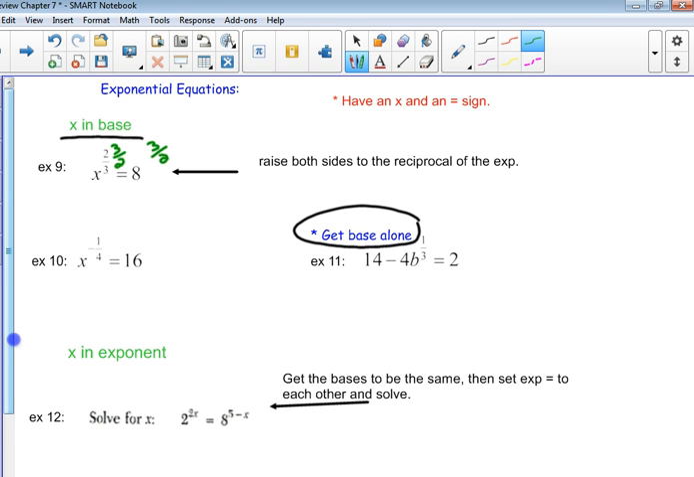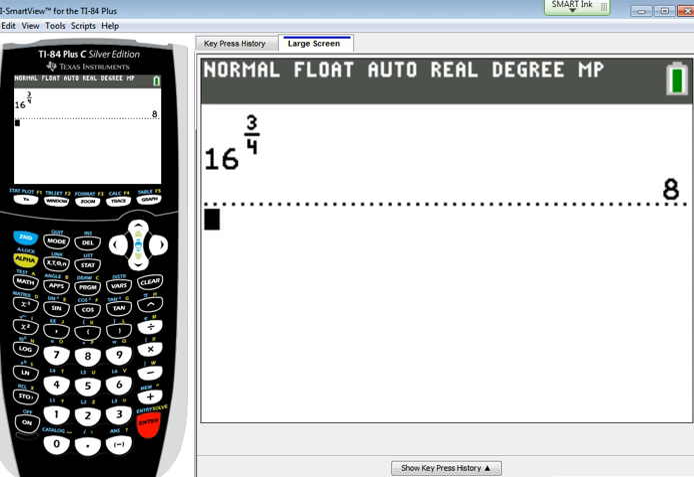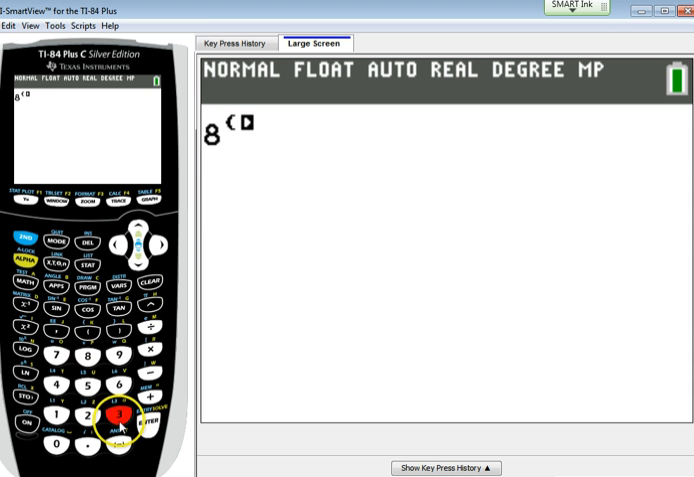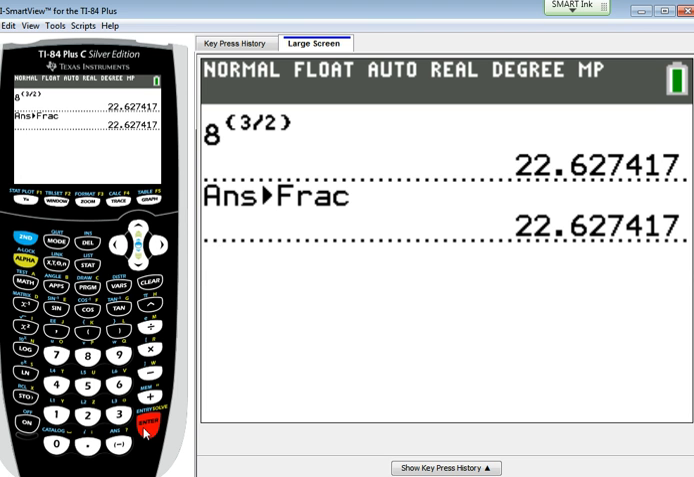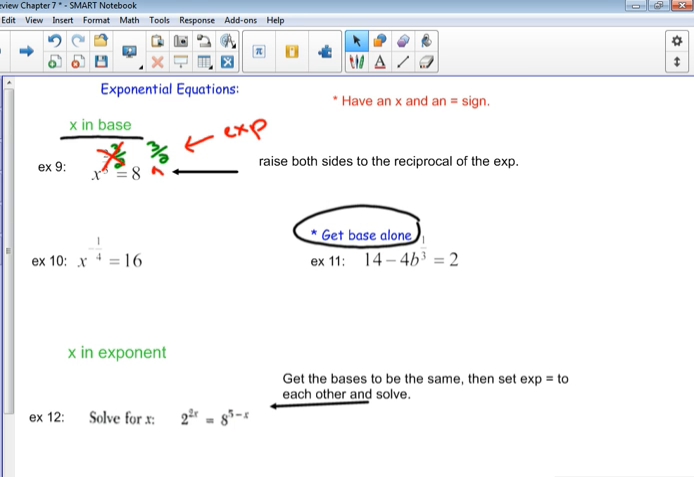3/2. Now, when you do this reciprocal exponent, the reason you use it is that it cancels out. Make sure that you keep this fraction as an exponent. When you type it into your calculator, it's going to be like 8 caret 3/2. So you should get 22.62. I don't think you change it to a fraction. No. We'll do 22.6.